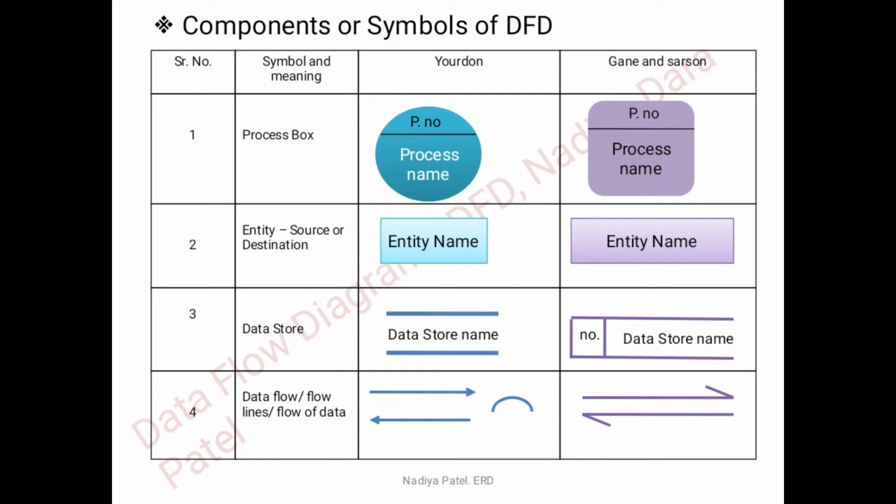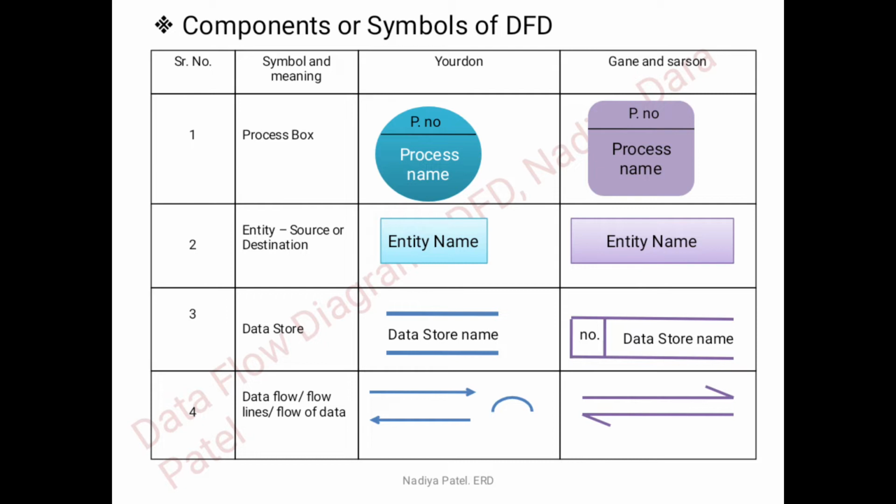So let us first discuss the Yourdon notation, or you can say Yourdon symbols. The process box is drawn as a circle with a compulsory partition of process number and process name. These are the compulsory things. These are notations. Try to follow them as they are. Don't make any changes in the size and shapes so that you don't violate the rules of drawing diagrams.